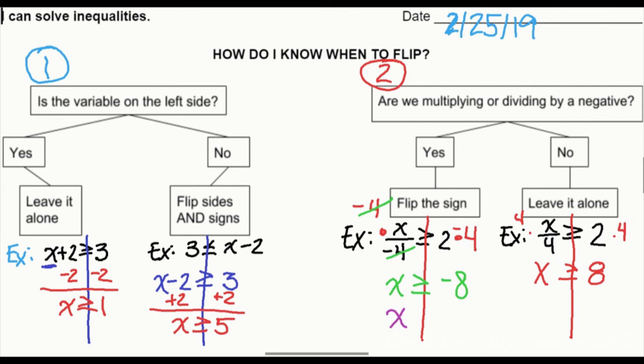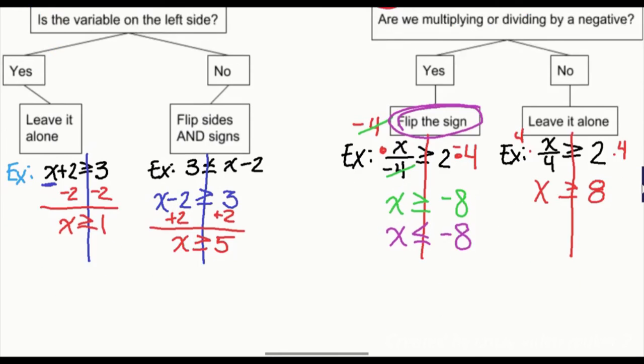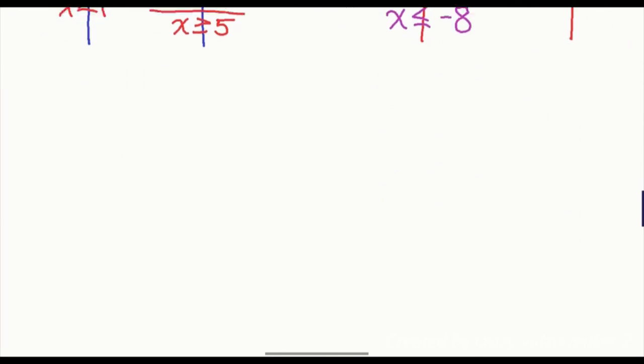I'm going to go into a couple other examples that might be helpful for you to copy down in your notes. These ones are going to deal with 2 steps, so they might look a little bit more complicated. If we had an example where we have x over 2 minus 4 is greater than or equal to 8, we're going to look at this.